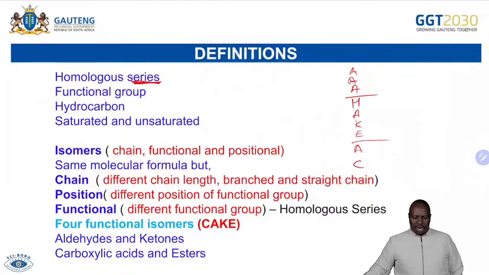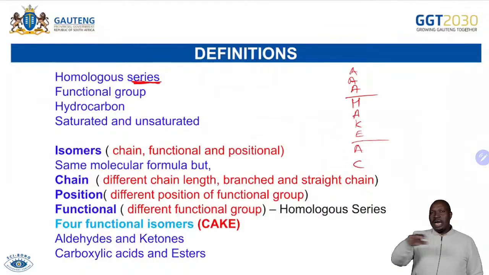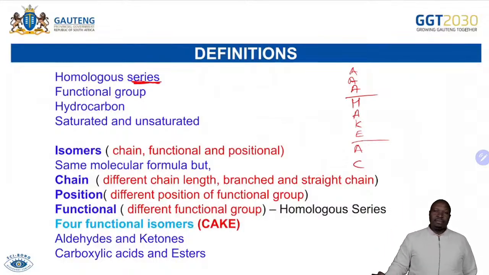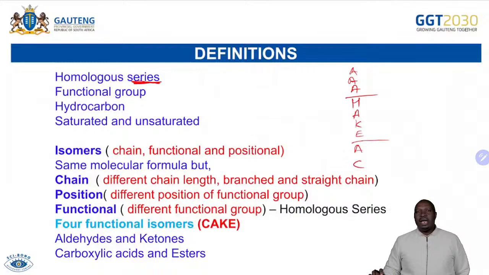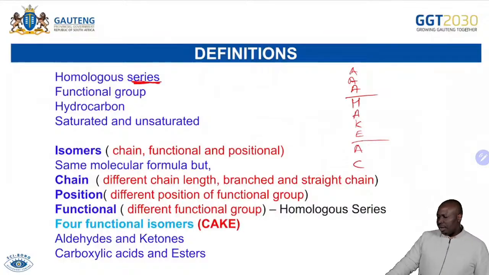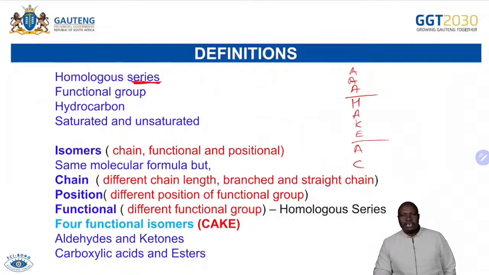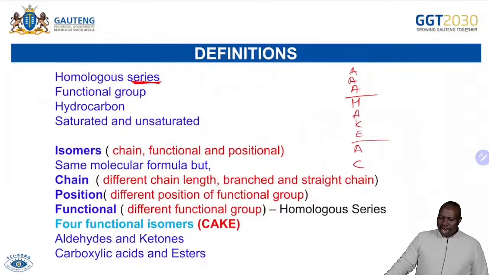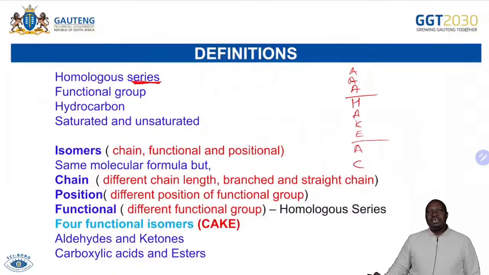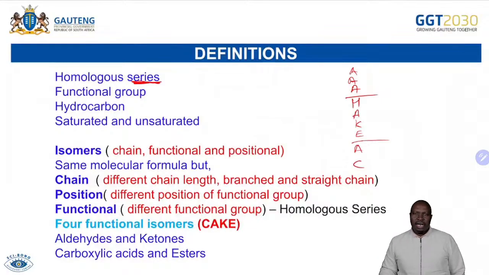So it's very important to understand that if I'm talking about alkanes, they have the same general formula, which is CnH2n+2. If I'm talking about alkenes, we'll say CnH2n. Alkynes, we'll say CnH2n-2. So you've got to know all those 9 general formulas for all those 9 homologous series. And then how do you differentiate between them? You differentiate between them using a functional group.